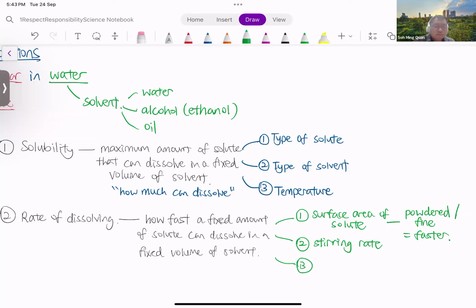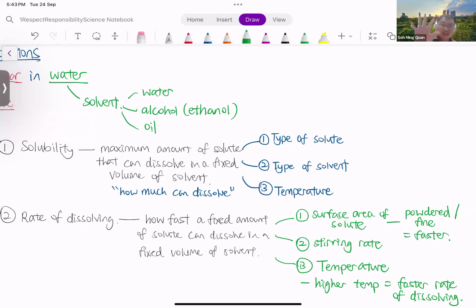And finally, the last factor, which is also a factor affecting solubility, is temperature. And today in class, we explained higher temperature, faster rate of dissolving. All right. So higher temperature means the particles have more energy. So when the particles have more kinetic energy, they also move faster. And that's why there's a faster rate of dissolving. Okay. So these are the three factors which affect rate of dissolving.